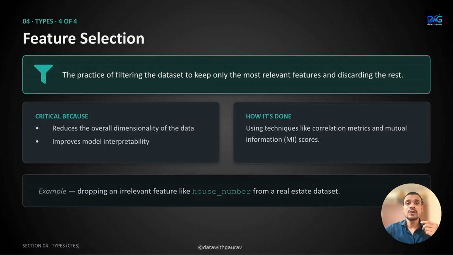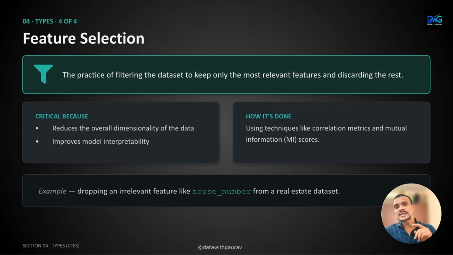Feature selection is important for two main reasons. First, it reduces the dimensionality of the dataset. With fewer features, models train faster, require less memory, and are often less prone to overfitting. And second, it improves the model interpretability. When a model relies on a smaller set of meaningful features, it is much easier to understand how it is making those predictions. So, how do we decide which features to keep?